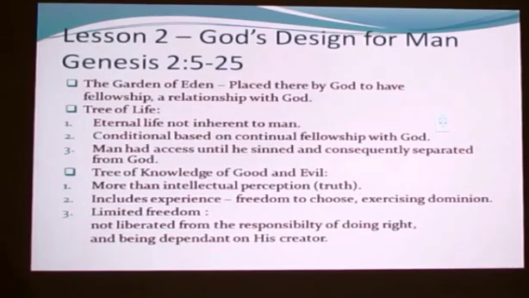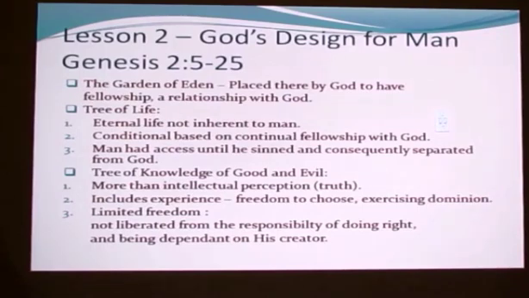But there are two trees here that we also find within the garden, besides the normal fruit trees and stuff that he provides for food and beauty. There are also the other two trees, one of which is the tree of life. And the first tree simply signifies that eternal life is not inherent to man. Eternal life is not inherent to man, but eternal life is also conditional, based on continual fellowship with God.